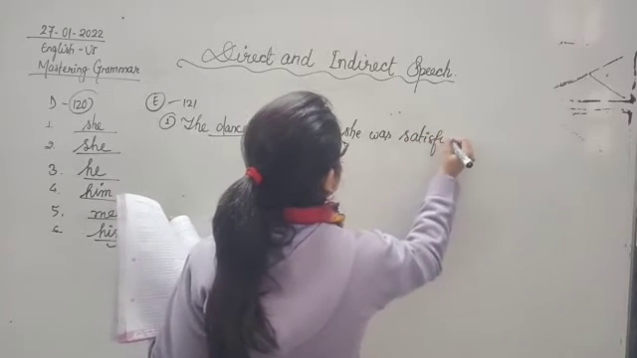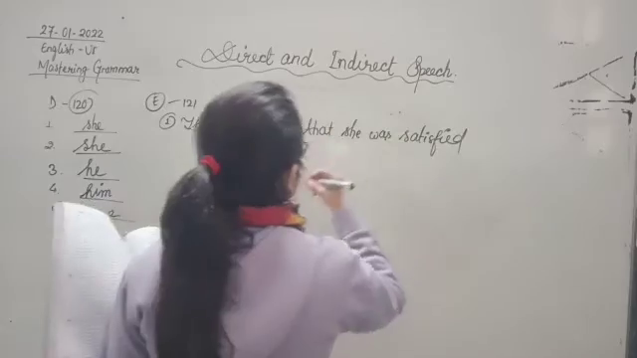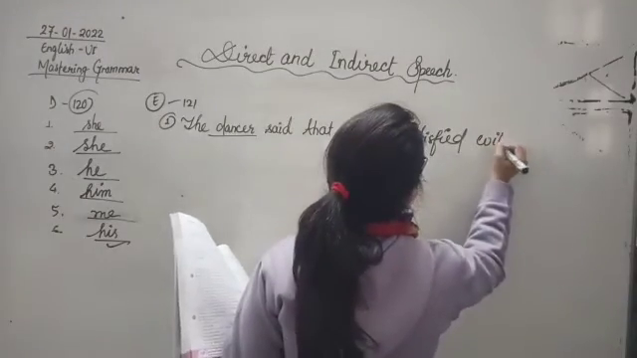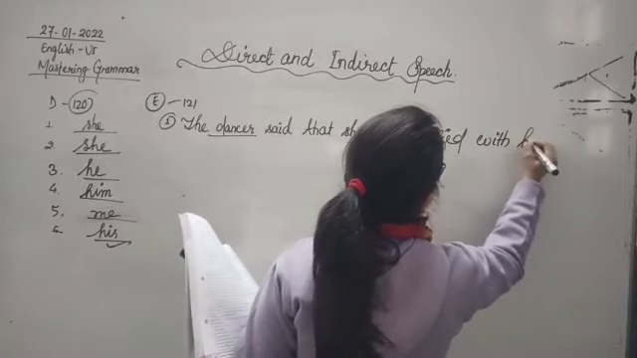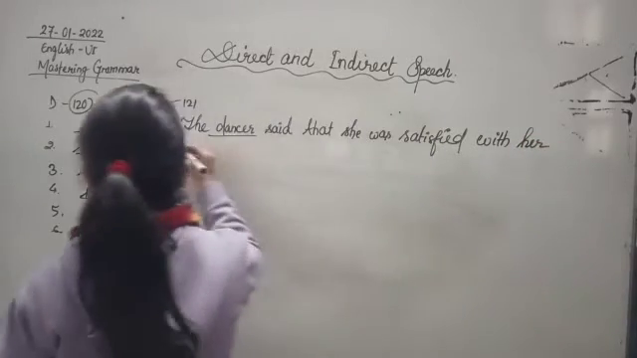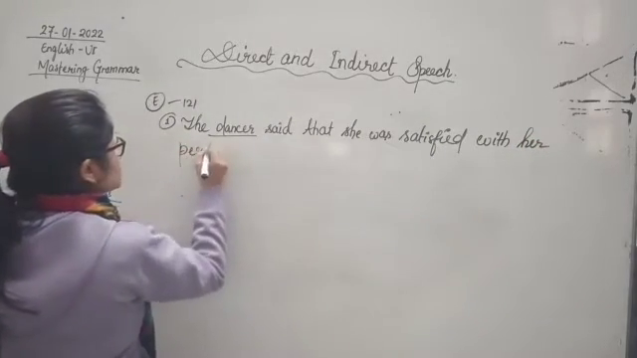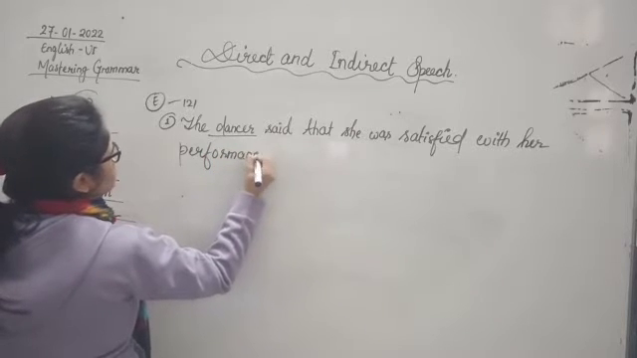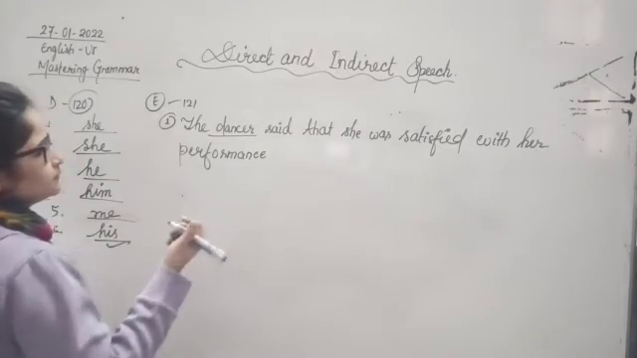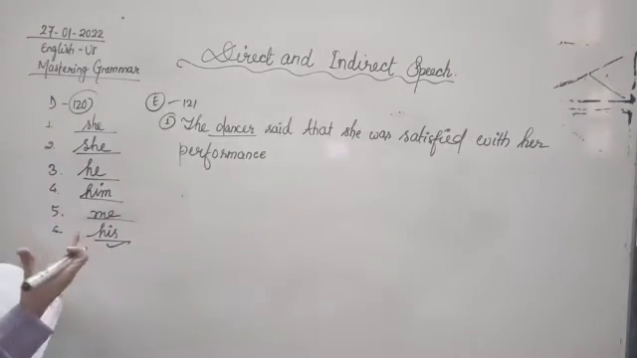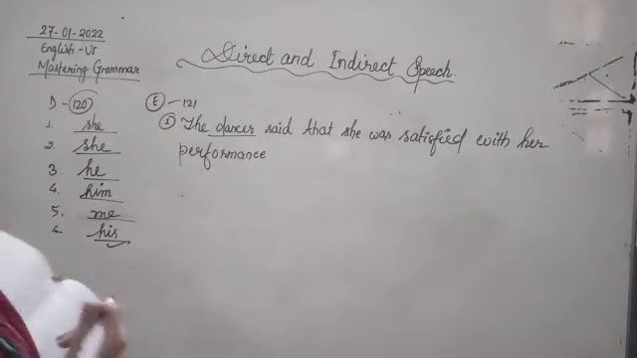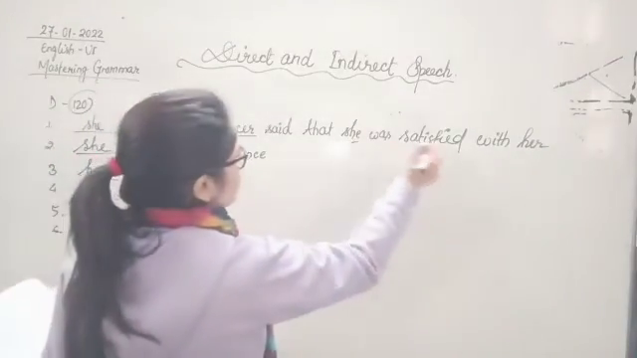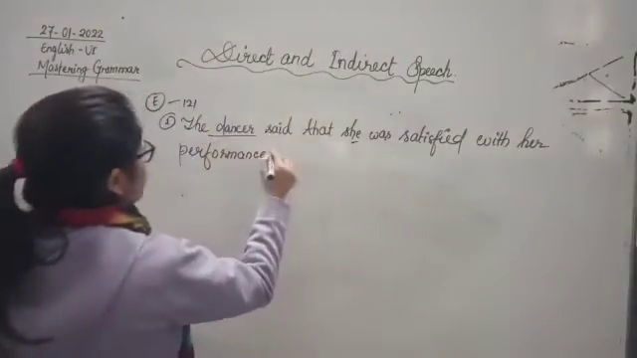Now, because I have taken her as a female, I am just going to write that she was satisfied with, my will become her, her performance. Now, why are we changing to her? Because we have taken the dancer as a girl or as a woman. If you consider it to be a male, you can use him. Okay, children.